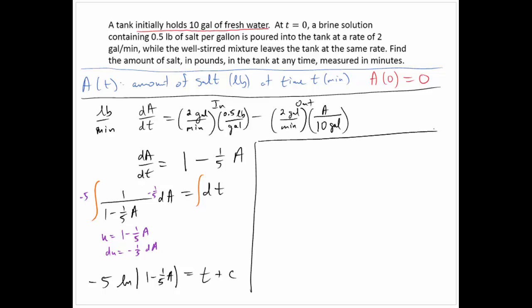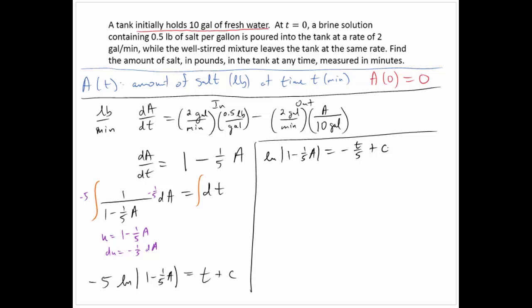All right, exponentiating, we'd have 1 minus 1/5 A. Oh, I need to divide by the negative 5 first, sorry. Dividing by the negative 5, natural log absolute 1 minus 1/5 A is equal to negative t over 5 plus a constant.